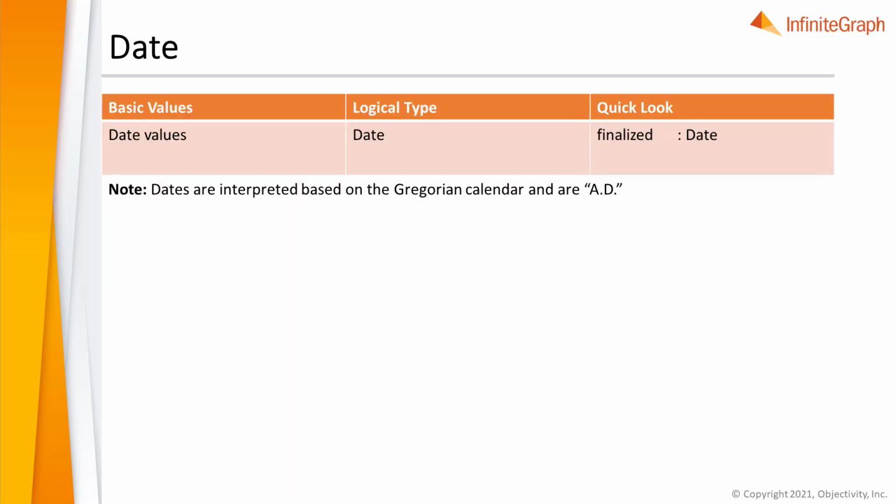The first attribute type is date. Date attributes are used to represent dates. Attributes of type date do not have a time component. They only store the date value. The logical type is date, and in the quick look we see how to declare an attribute finalized to be of type date. Note that dates are interpreted based on the Gregorian calendar and are AD.